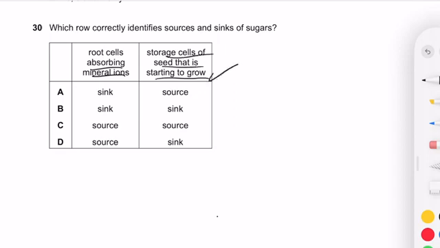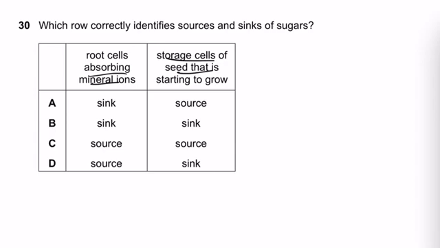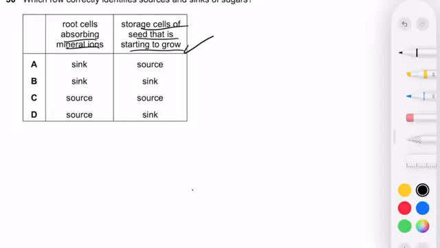These are sources. But basically, root cells are absorbing mineral ions, and that's by active uptake, right? And active uptake requires energy. And how do they get this energy? It's by respiring glucose. Where are they supplied with glucose? Well, that is where they are the sink. Okay? So that's why I'm going to choose A.